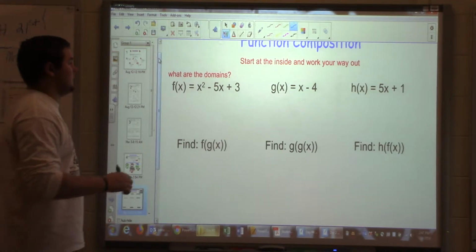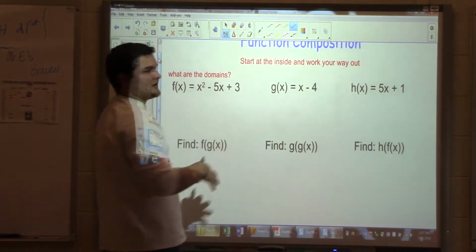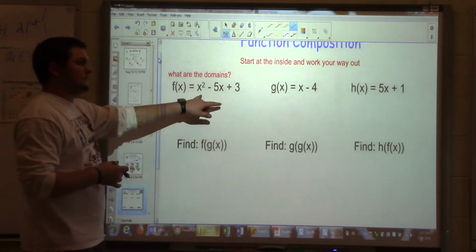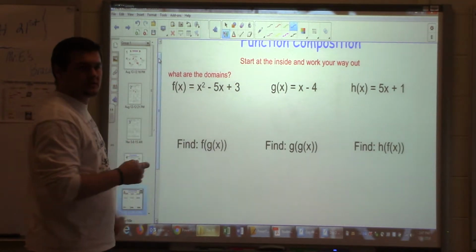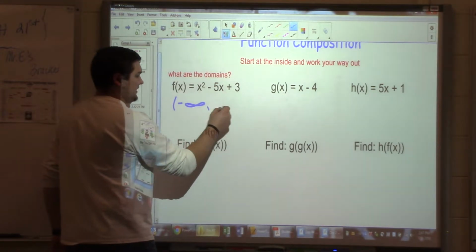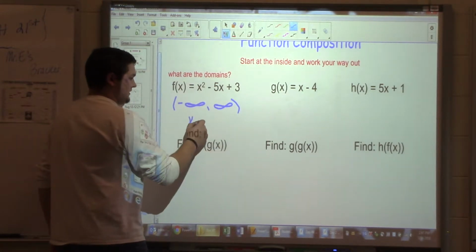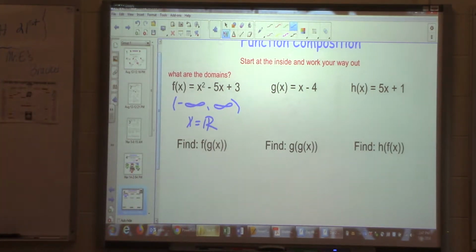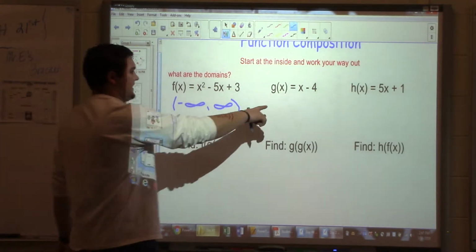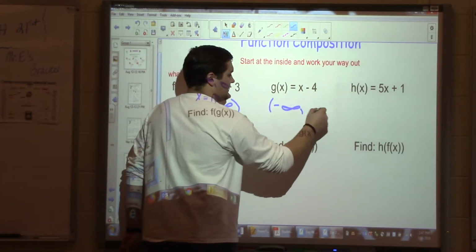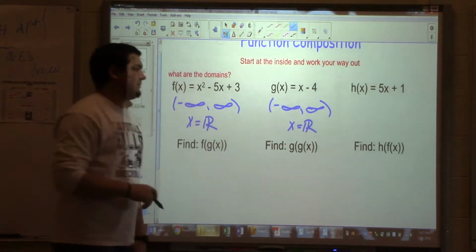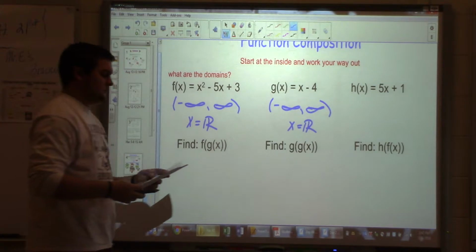Okay? So, f of x, g of x, h of x. We need the domains for all of them. Well, does this one have denominator or radical? No, so negative infinity, positive infinity, real number set. X is in the real number set. Then, g of x, same thing, no denominator, no radical. So negative infinity to positive infinity, x is in the real number set. Awesome.